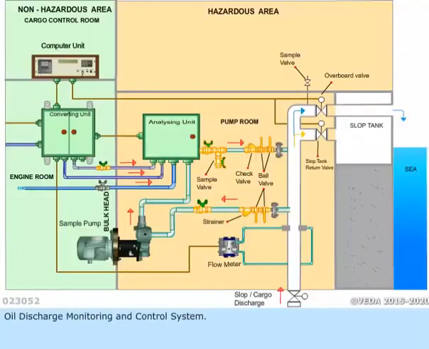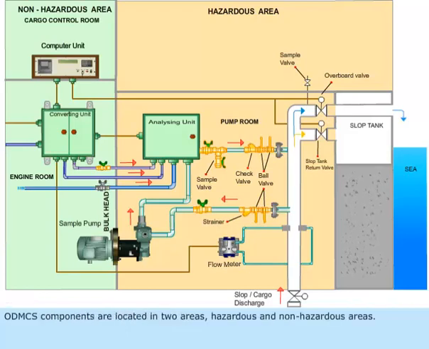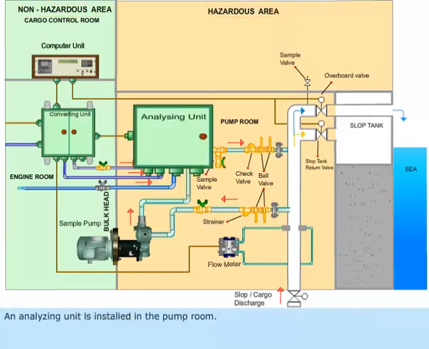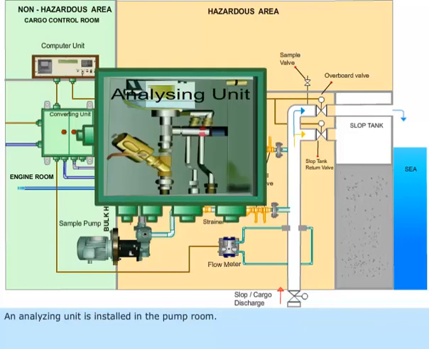Oil Discharge Monitoring and Control System. ODMCS components are located in two areas, hazardous and non-hazardous areas. An analyzing unit is installed in the pump room.